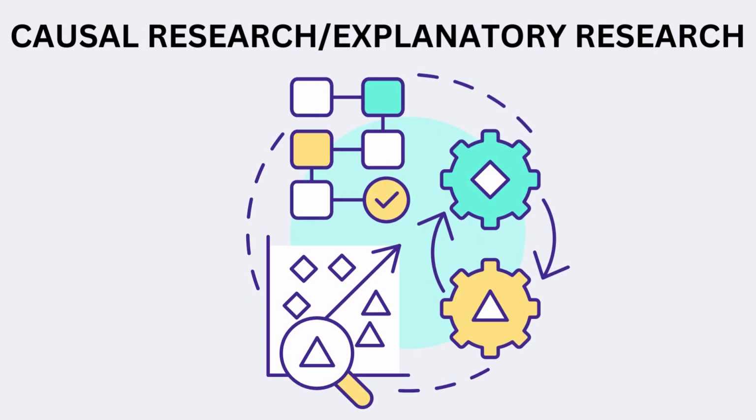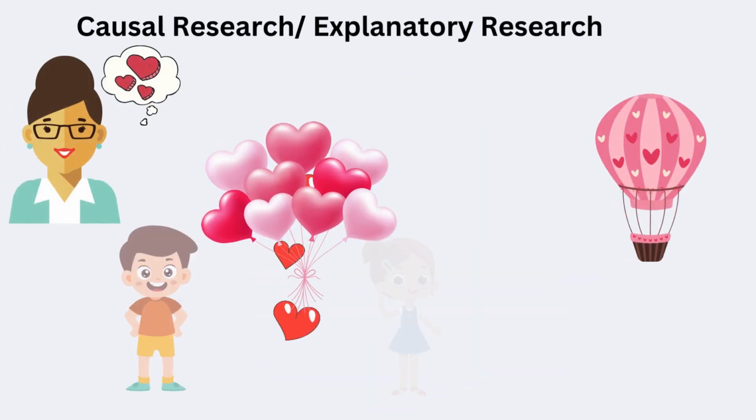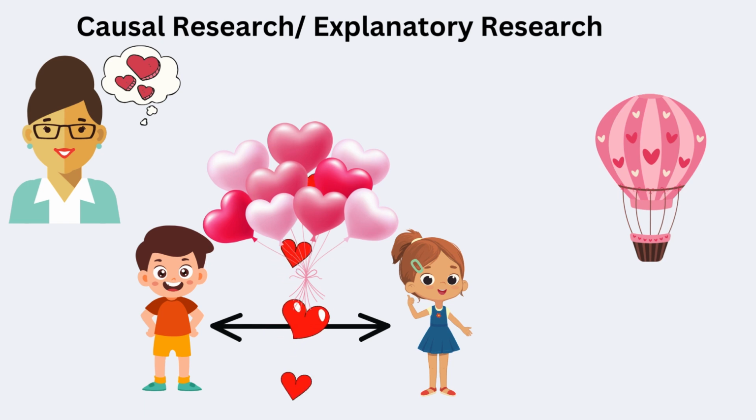Let's discuss the third and the last research design, that is causal research, or we call it explanatory research design. Causal research design or explanatory research design is known for its cause and effect type of relationship. Let's better understand this with our example. Suppose there is a situation that a boy and girl are in a relationship and everybody in the college knows about it, and in the descriptive part we have seen that they are assuming what type of relationship this is.